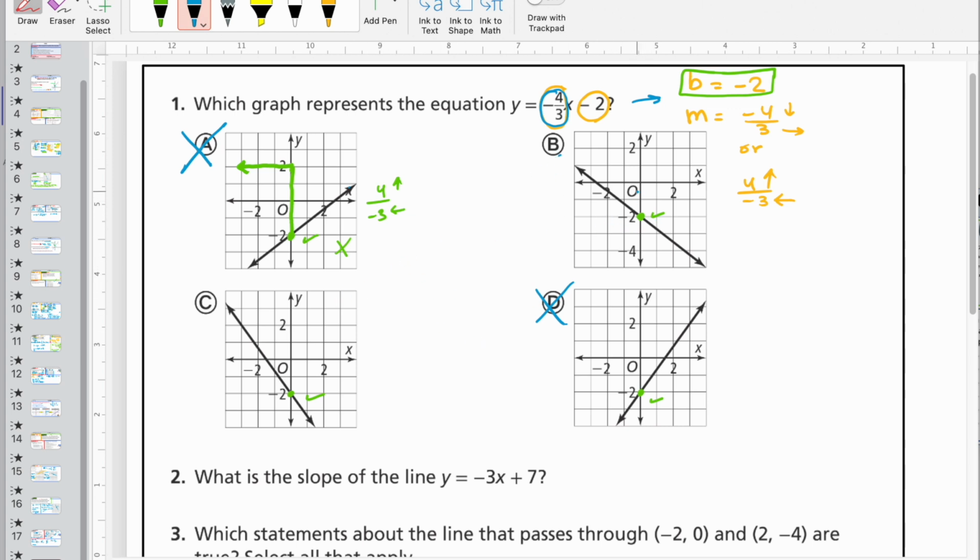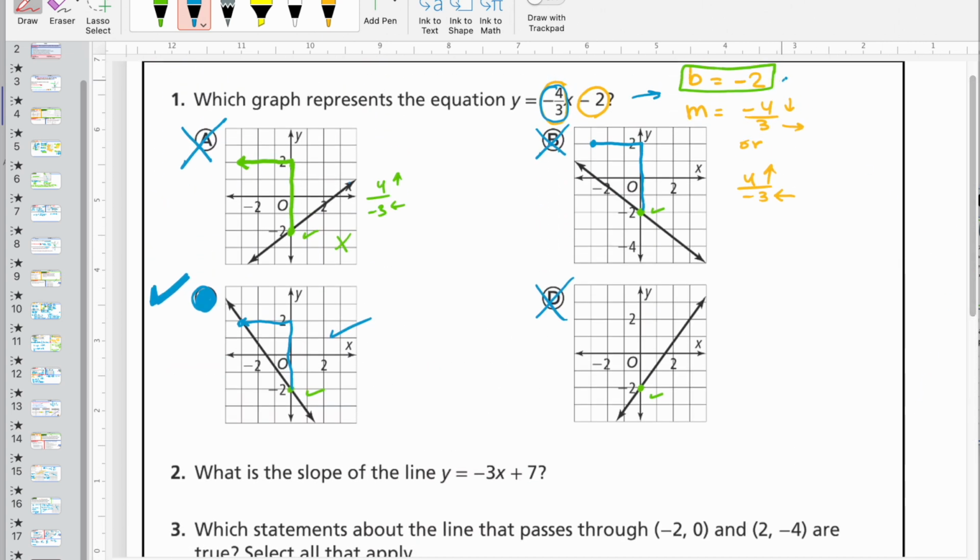Let's check B. So I have to go 4 up, 3 left. 1, 2, 3, 4. 1, 2, 3. Here should be a point. But it's not here. It's somewhere here, which is not correct. Let's check this one. 1, 2, 3, 4. 1, 2, 3. Finally, it's correct. So this C is the right answer. The rest are incorrect.